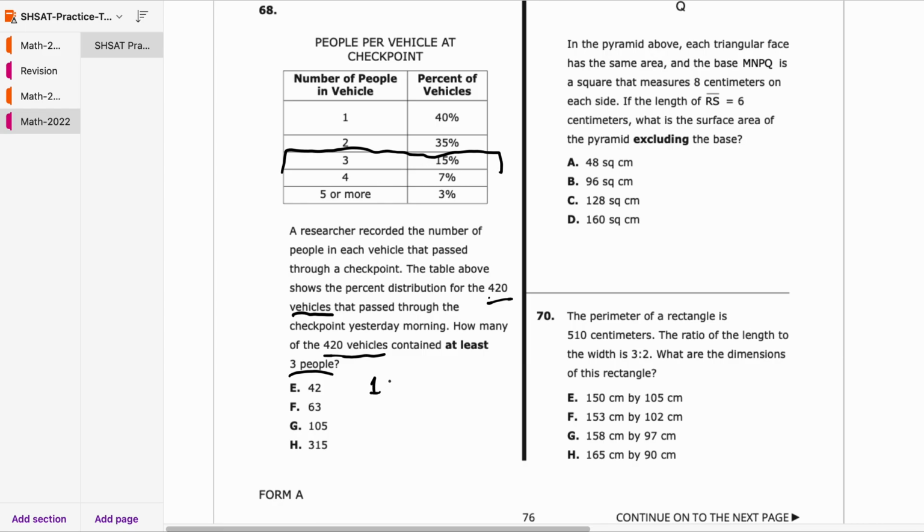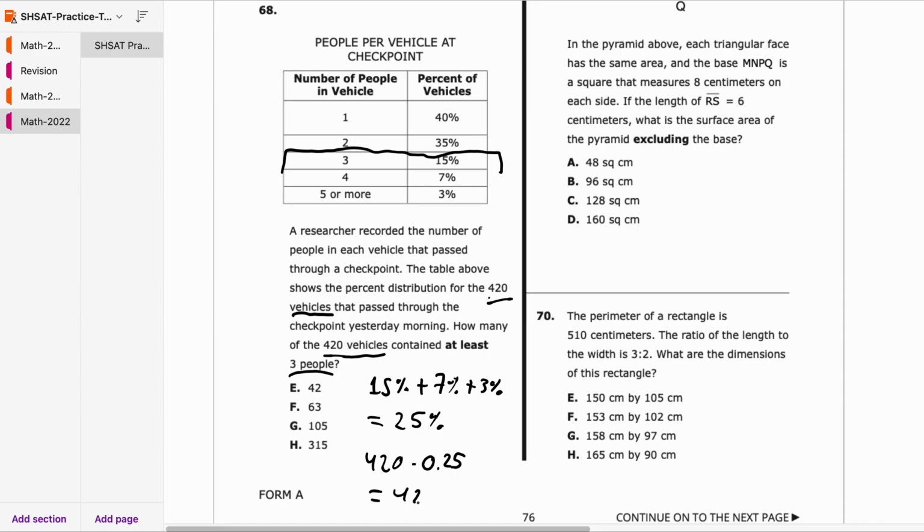So we can add up the percents of people, right? 15% had 3, 7% had 4, and 3% had 5 or more. So this means that 25% of vehicles had at least 3 people in them. And we don't want to know the percent, we want to know how many vehicles that actually corresponds to. So if there were 420 vehicles, then we're going to multiply that by 25%, because we want to know 25% of 420 is equal to what?